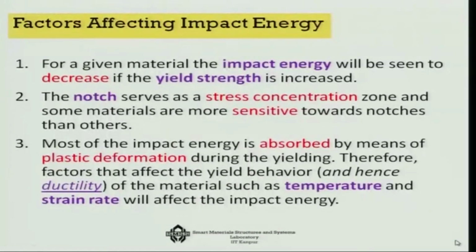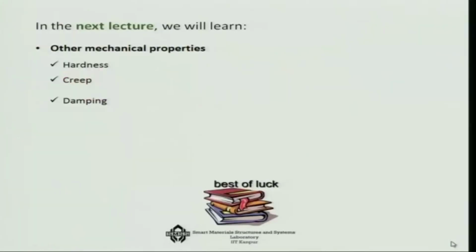Now, the important factors in terms of impact energy are these: for a given material, the impact energy will decrease if the yield strength is increased. That is generally found in a material, and the notch serves as a stress concentration zone. So, some materials are more sensitive to notches, and most of the impact energy is absorbed during the plastic deformation of the material. Also, temperature and ductility play a very important role in it.